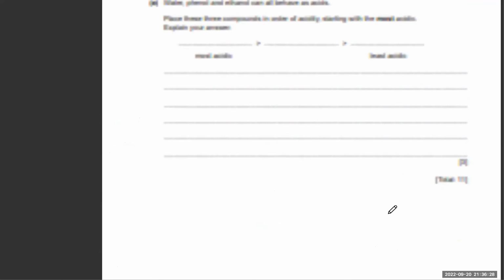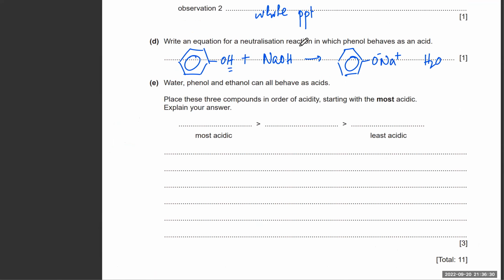and we can just look at the marking scheme as well. So you just have to describe: water will be in the middle, the most acidic would be your phenol, and the least acidic will be your ethanol. Is that clear?